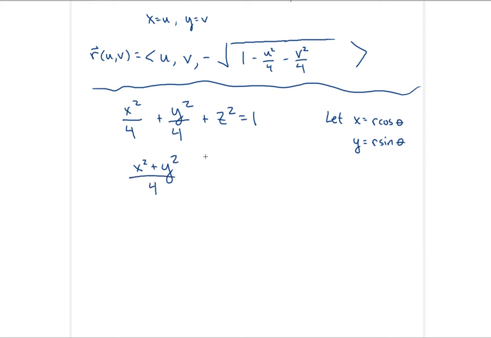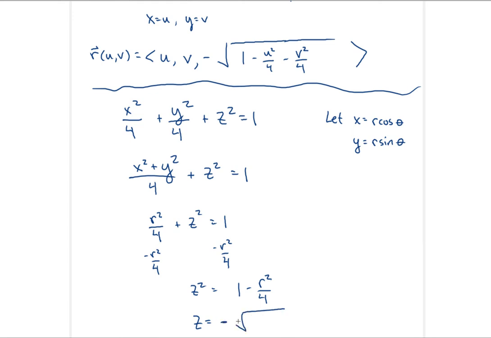yes, I could plug these both in, but remember, if you're working in polar coordinates, x squared plus y squared always equals r squared. So this becomes r squared over 4 plus z squared is equal to 1. So I can subtract that from both sides. So I get z squared is equal to 1 minus r squared over 4. So then z, just like in our last one, we take the square root of both sides, and because I want the bottom half of the ellipsoid, z should be negative.